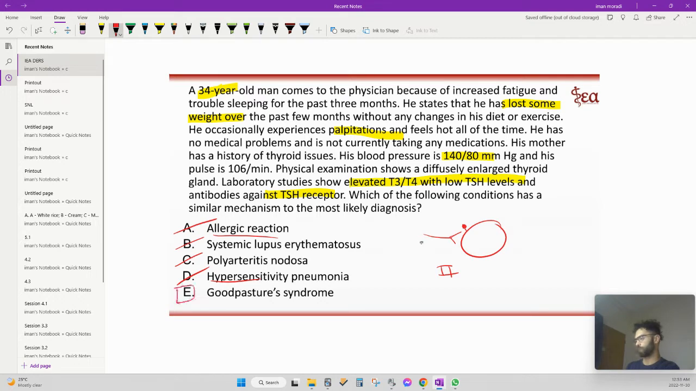So Goodpasture's. If you remember, Goodpasture's is an antibody against the basement membrane. So that's like antibody directly binding something, right? That's a type 2 again.